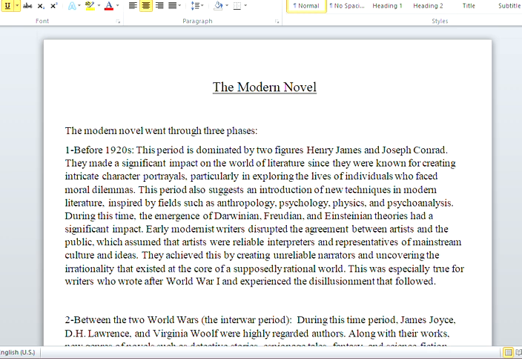In the wake of the war devastation, this shift marked a significant departure from previous literary tradition and laid the groundwork for the continued evolution of modernist literature.